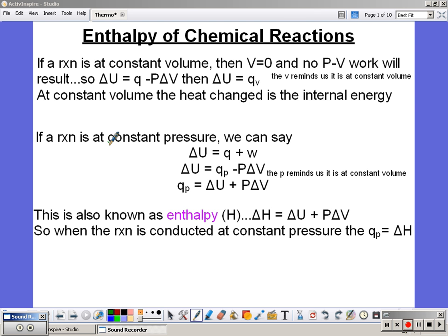If a reaction is at constant pressure, we can then say that the heat is equal to the internal energy plus PV. This is also known as enthalpy. So enthalpy is symbolized by H. So delta H equals delta U plus P delta V. So when the reaction is conducted at constant pressure, Q equals enthalpy.